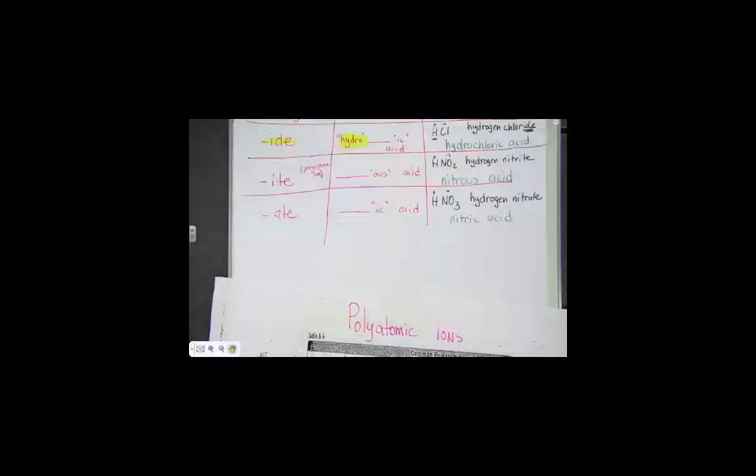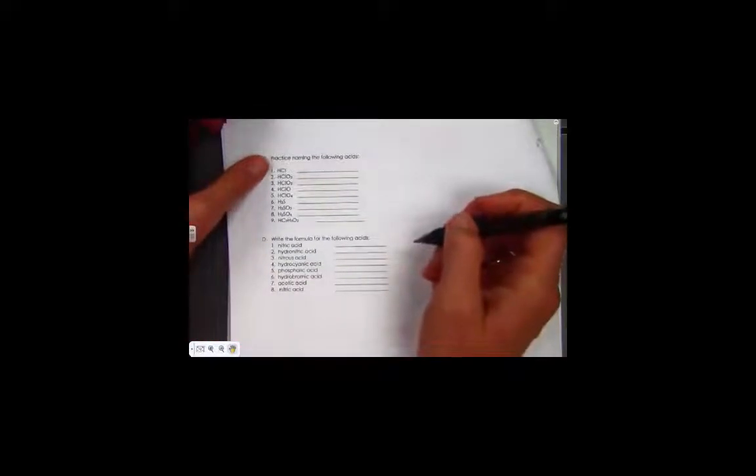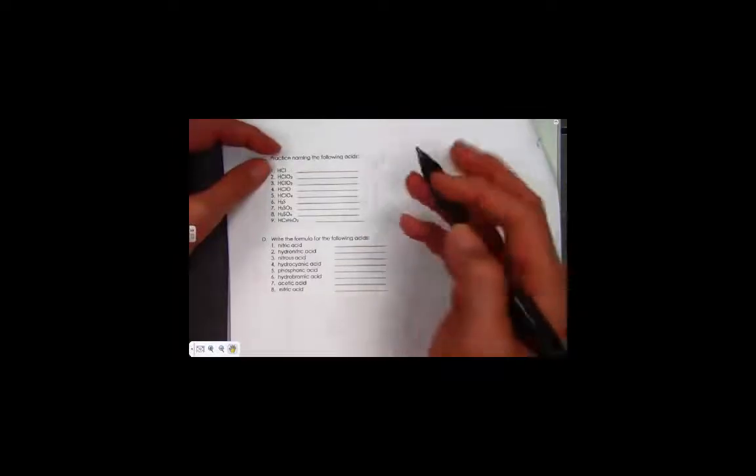Let's turn our page in the note pack now that we've talked through the acid rules, and let's practice together. Let's do some together on page 13. My polyatomic ion chart and periodic table are close by. Let's talk about the first one, HCl. I want to name this as an acid.